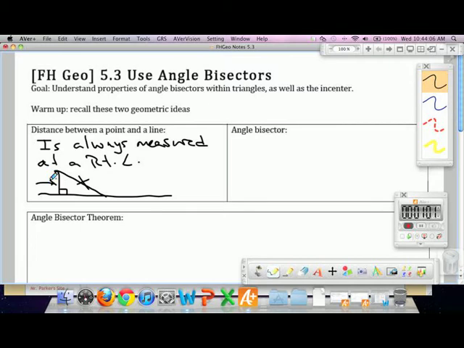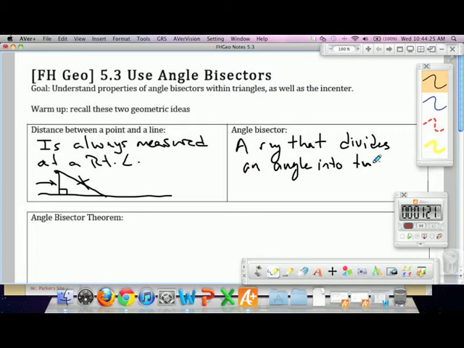In addition, an angle bisector, just to recall, is a segment or a ray that divides an angle into two equal angles. Okay. These two old definitions.